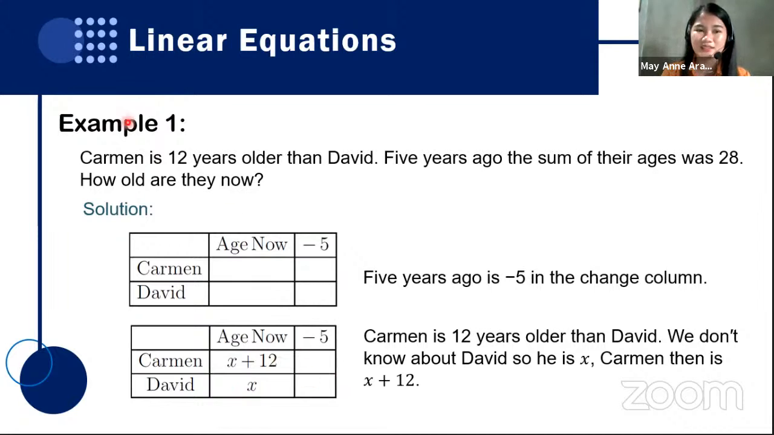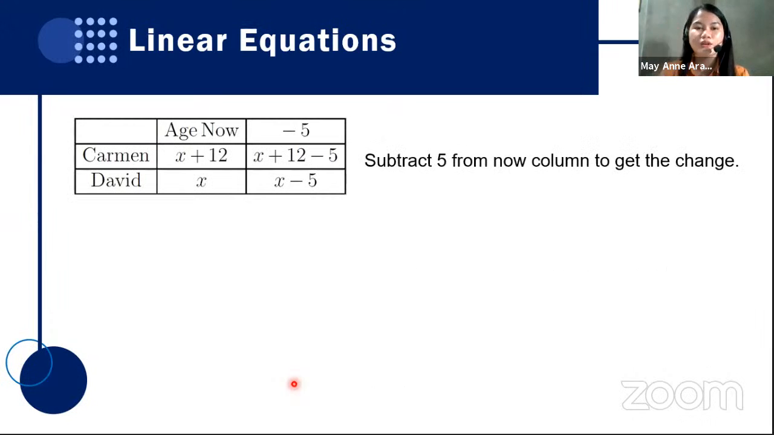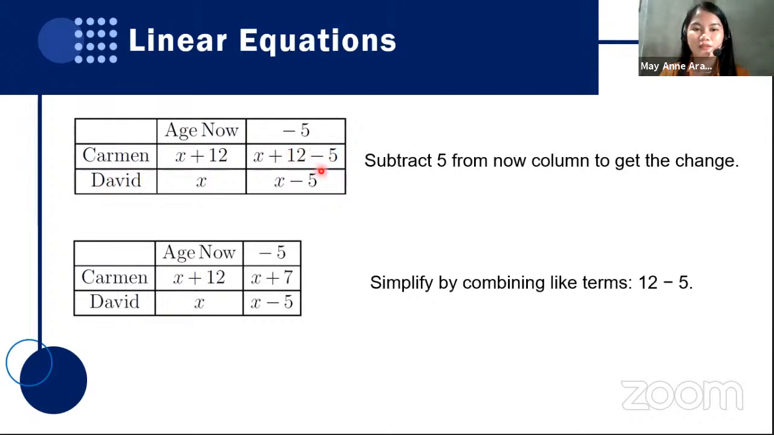And for Carmen, since 12 years older than, o mas matanda ng 12 years, so mag-a-add tayo ng 12, di ba? So x plus 12 and then x. So let x plus 12 be the age of Carmen and x be the age of David. Okay, next. So now, magsasubtract tayo ng 5 kasi nga 5 years ago. So from the present age ni Carmen, we will subtract 5. Same for the age of David na x, so x minus 5. Simplify lang natin. So from x plus 12 minus 5, x plus 7, and x minus 5.